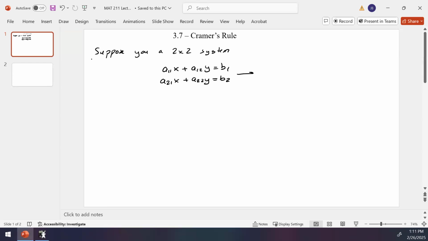So if we converted this into matrix form, it would be A11, A12, right? Row 1, and then column 1 and column 2. And then A21, A22, row 2, column 1 and 2 respectively. And then multiplied by x and y, and then that's going to be equal to B1 and B2.